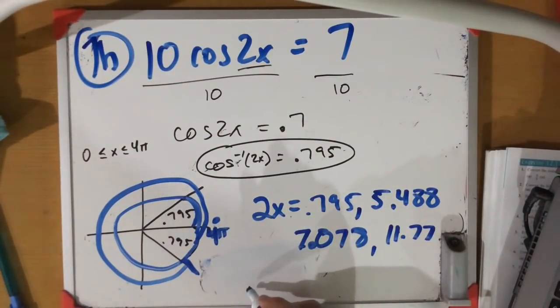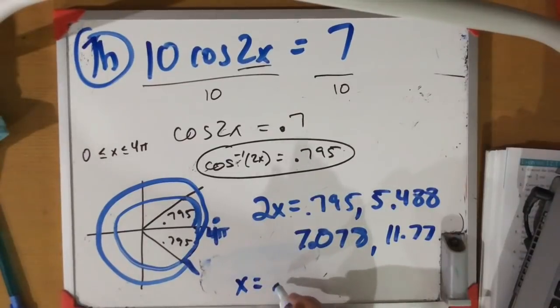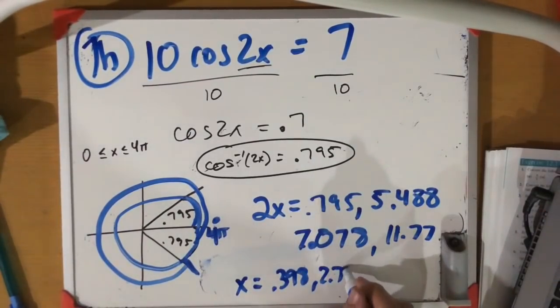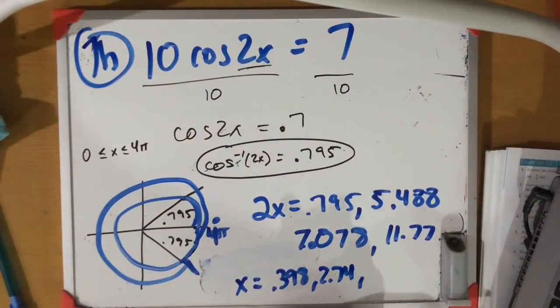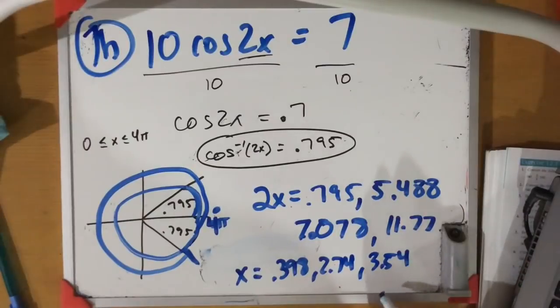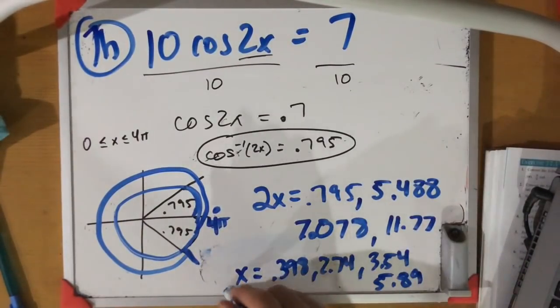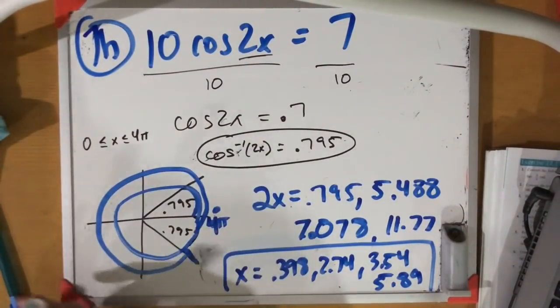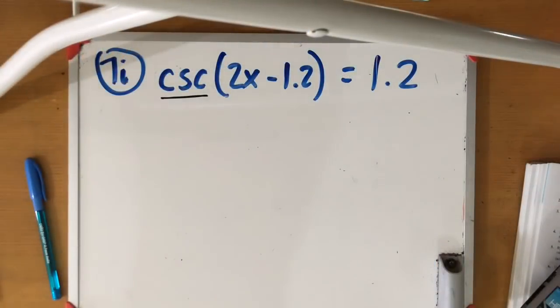Okay, we end up getting x is equal to 0.398, 2.74, 3.54, and finally 5.89. Okay, so these are all our values for x from 0 to 4 pi. All right, we have 7i.